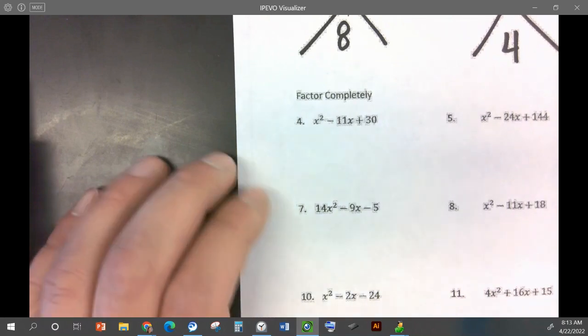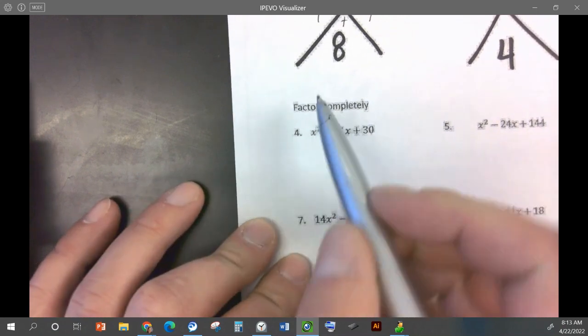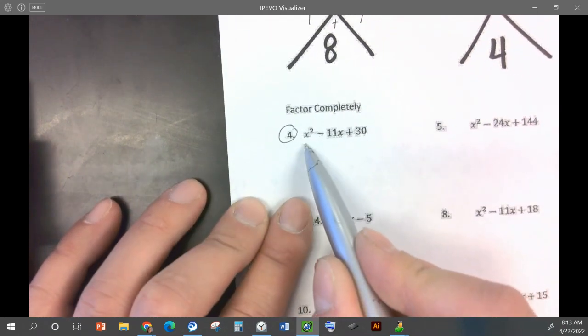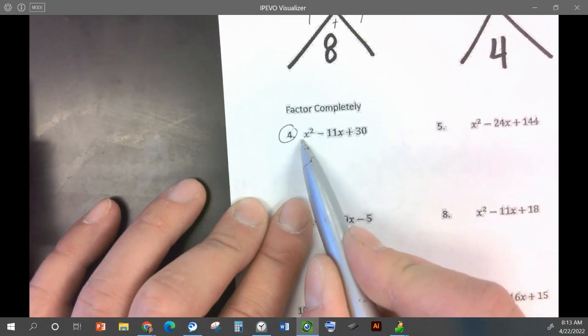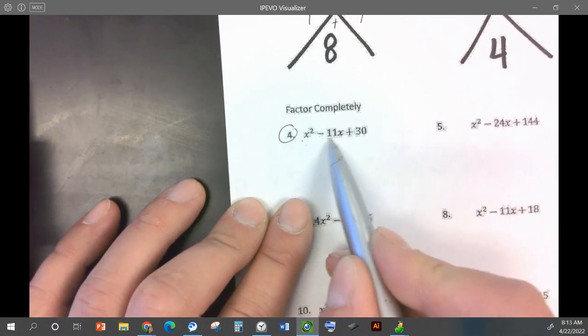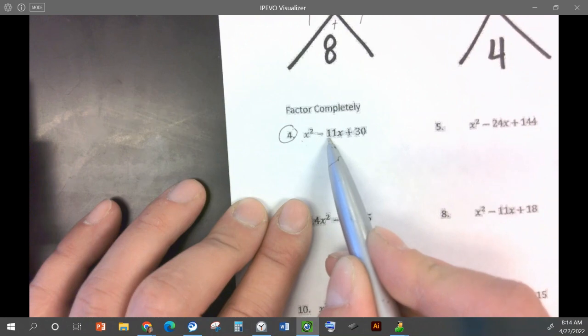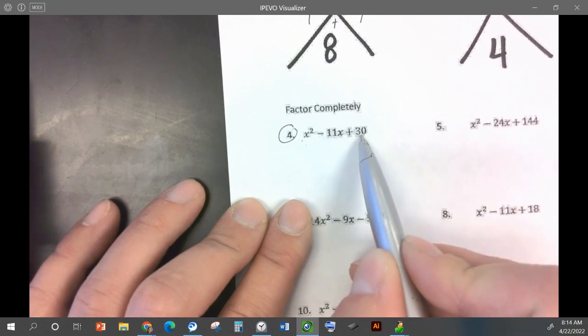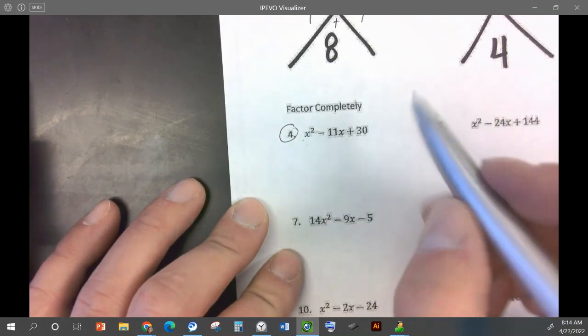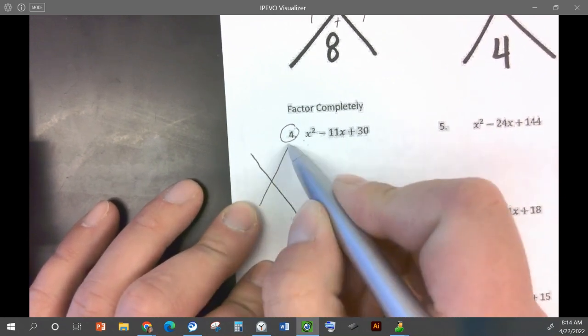All right, then let's do number 4. If we look at this, we have a number in front of x squared, that's a. We have a number in front of x, that's b. And we have this number with no x, c. So we're going to set it up the same way.